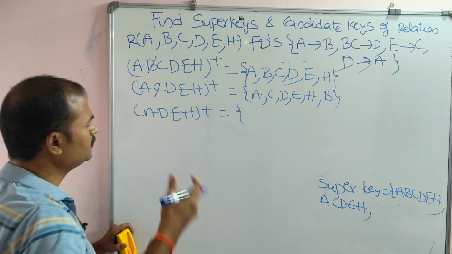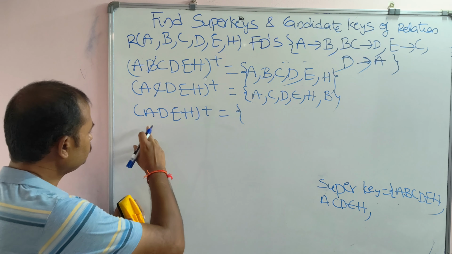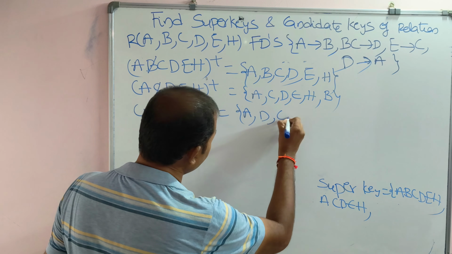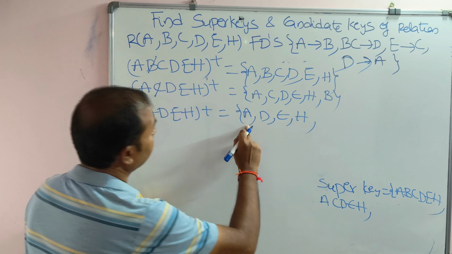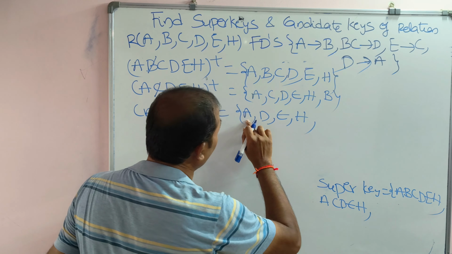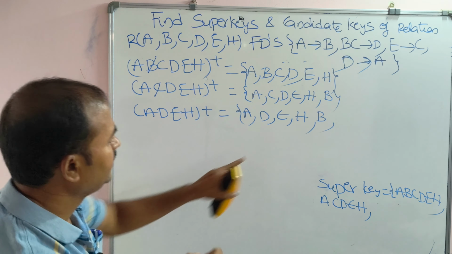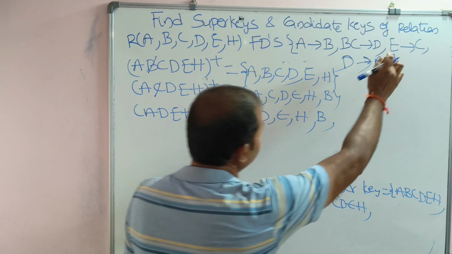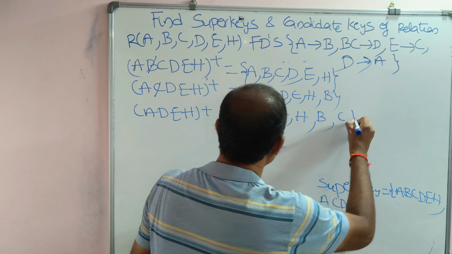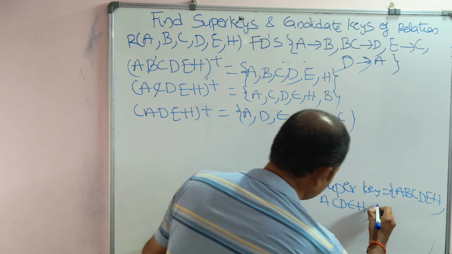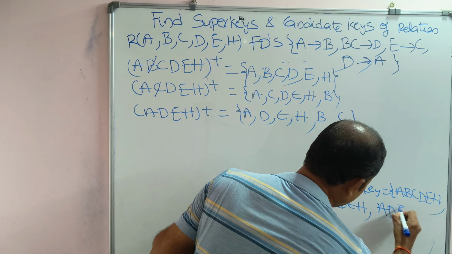Let us find the closure. So here we have A, D, H attributes. They determine themselves. Next, A determines B. Here we have A, A determines B. Next, here we have E. E determines C. So here we have all the attributes. So we can say that A, D, E, H is the super key.